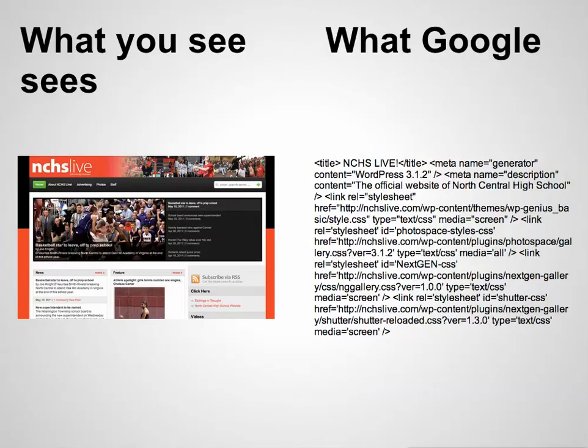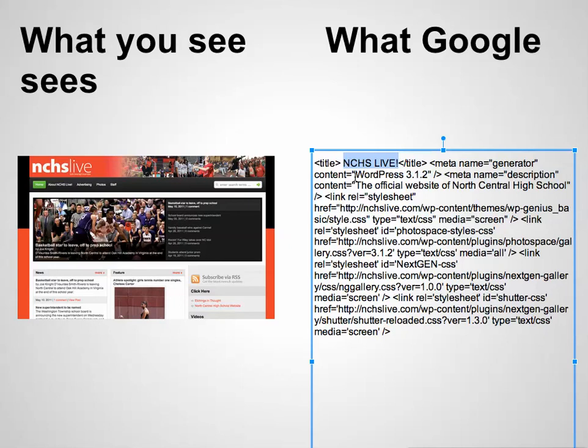So when you see a website, you see the output of the code. You see what the code compiles everything into. Google sees the code. So for this site, you might see NCHS Live, you see the navigation bar, you see the pictures. Google sees the title, it sees that it's using WordPress, it sees the official website at North Central High School, and then it sees a link to the style sheet and a bunch of other code.